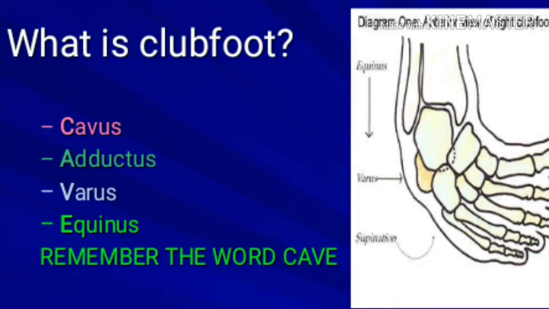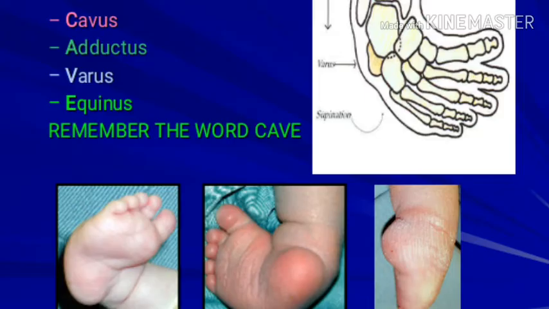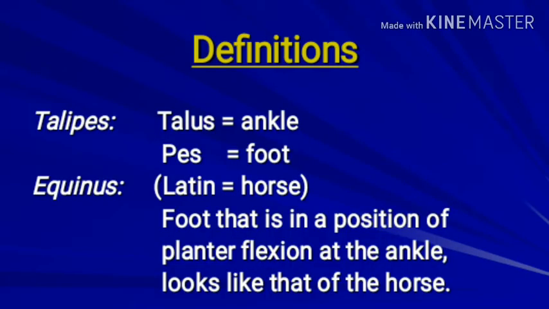We'll start with C, meaning cavus. Cavus is a highly arched foot. We have A, adductus. Adductus means forefoot going towards the midline. Then we have V, meaning varus. Varus is a heel going towards the midline of the foot. Then we have E, equinus. Equinus means foot that is in plantar flexion from the ankle joint.